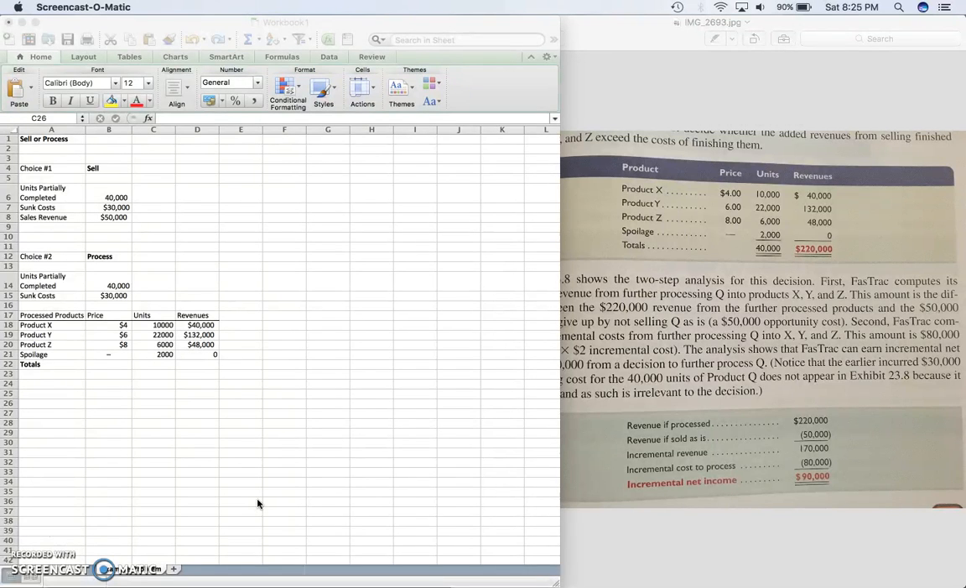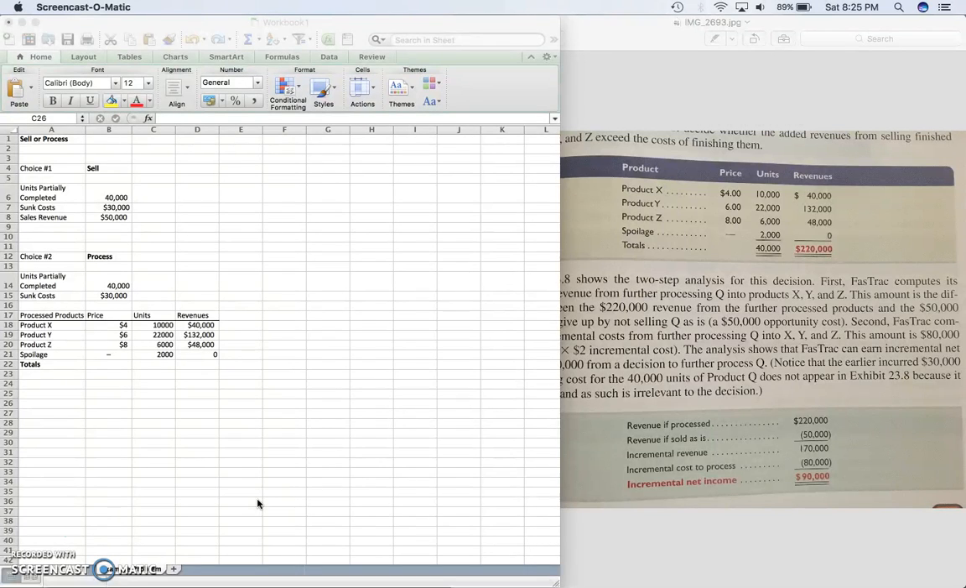This problem is on page 991 of the book, and it is about Fast Track again. We're talking about product Q, which is 40,000 partially unfinished units. And so we found some sunk costs again. We've already spent 75 cents per unit to manufacture these 40,000 units at a total cost of $30,000, which is just the units times the price per unit. $30,000 is our sunk cost, so those are gone.